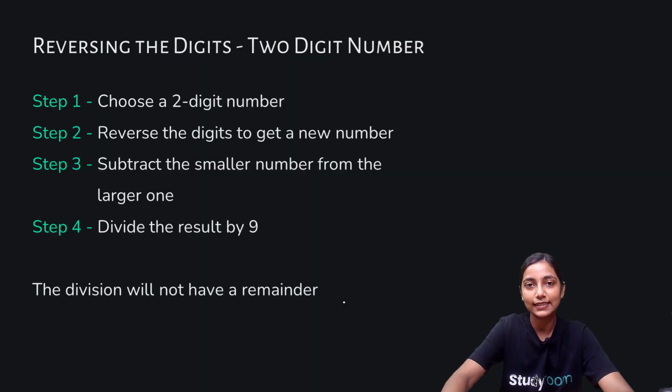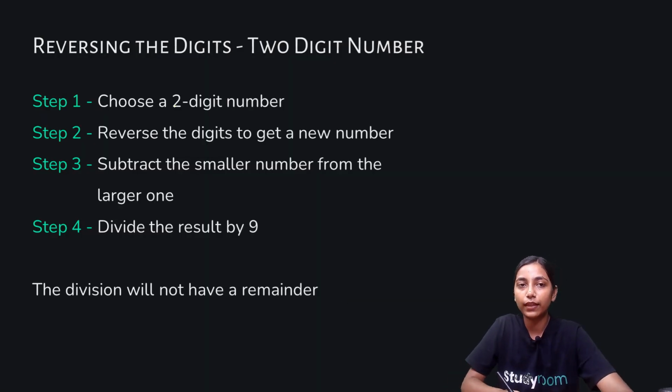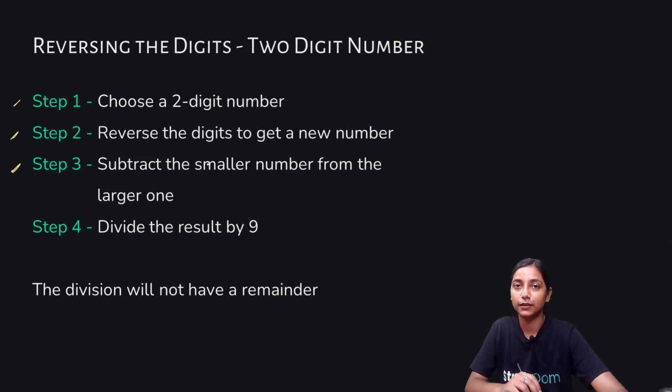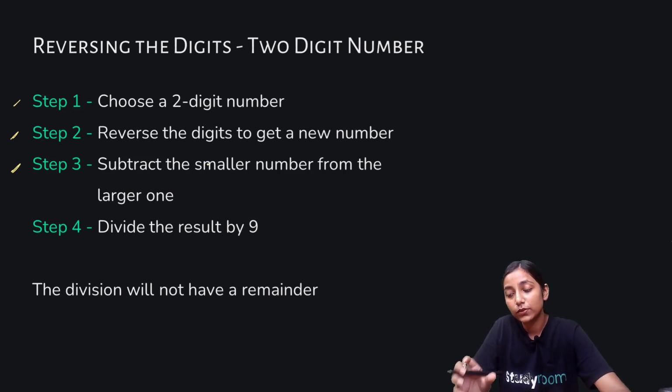What do we have next? Now we have one more thing, reversing the digits of a 2-digit number. Step 1 will be just like the previous one, choosing a 2-digit number. Step 2 will be reversing the digits to get a new number, just like the previous method. Now step 3 is not to add these numbers but to subtract the smaller number from the larger number. So when we are taking a 2-digit number and reversing the digits, there will be one number that will be lesser than the other. And we are going to subtract that smaller number from the larger one.